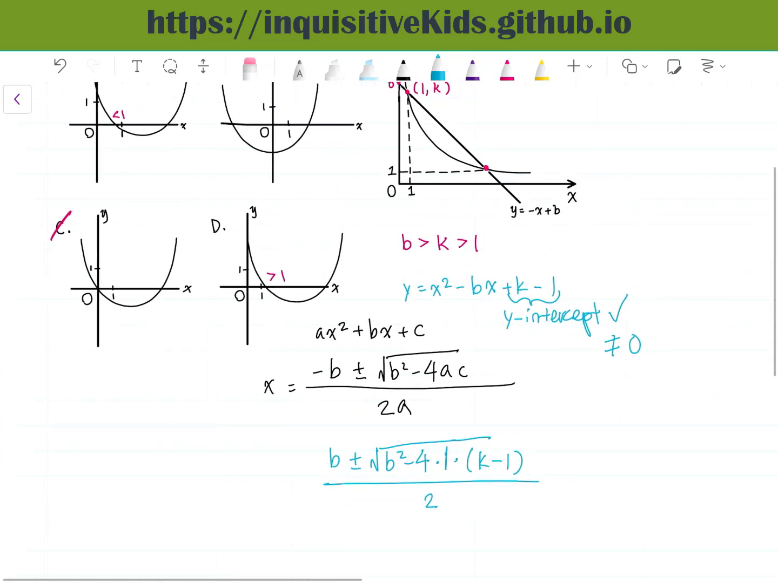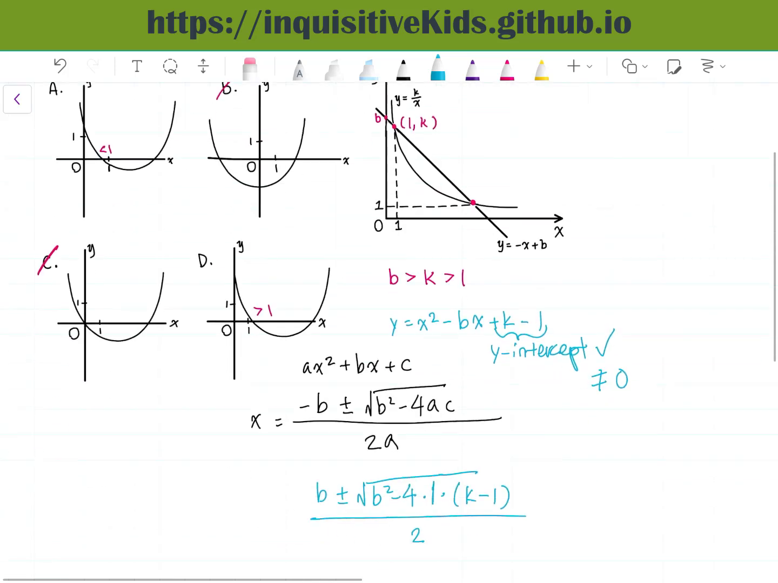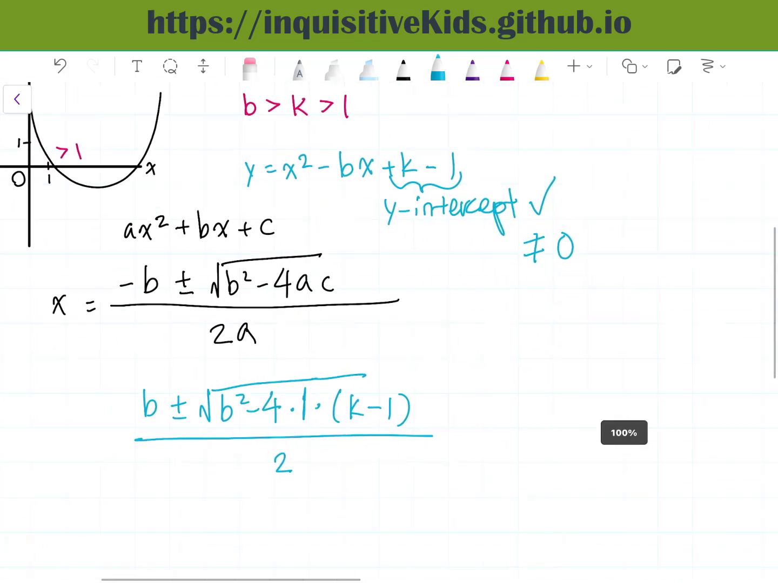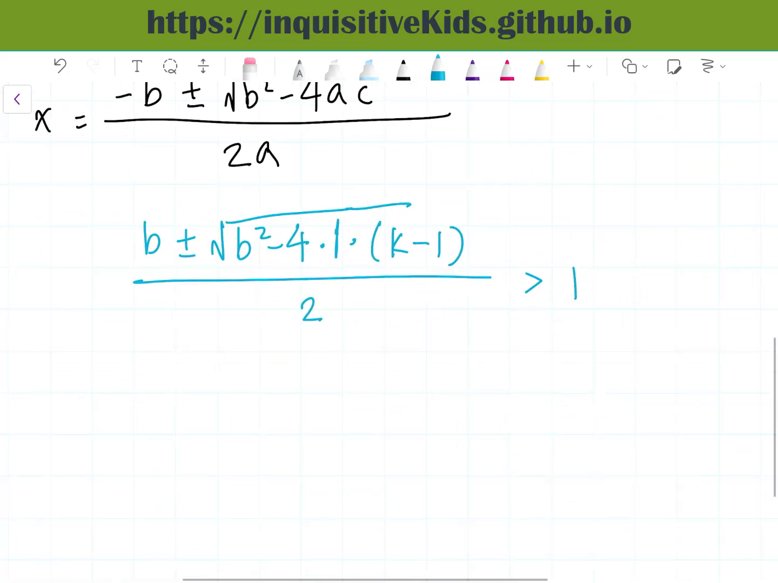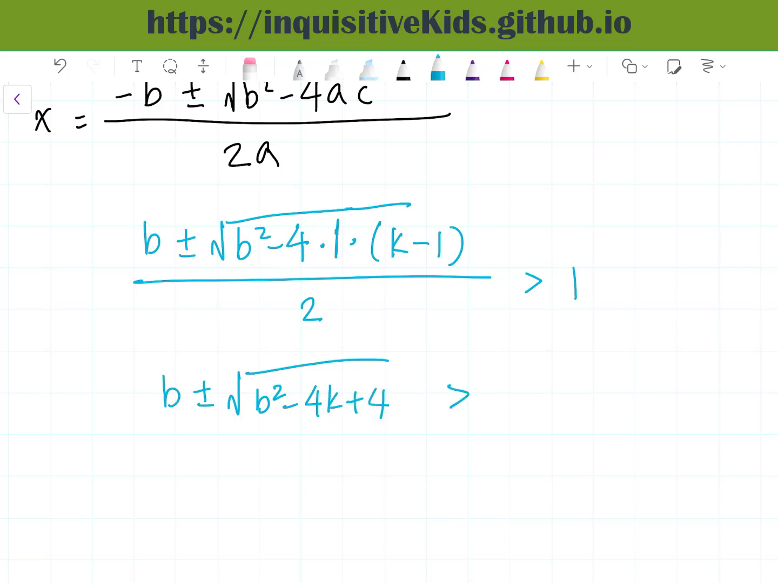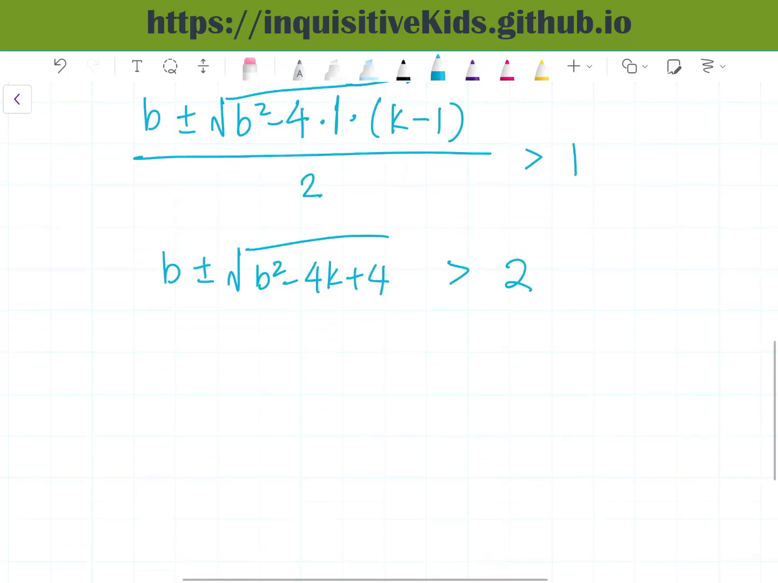Now let's first see if option D is right. So if option D, and this is indeed greater than 1, let's see if this is true in the end. Well, all we have to do is solve. We multiply 2 on both sides to get this. And here we still have a plus or minus.